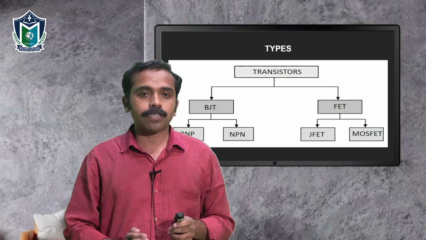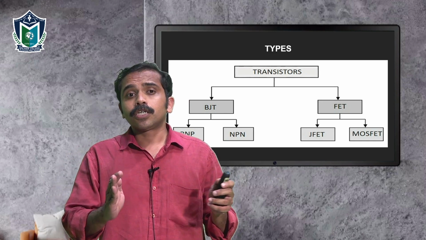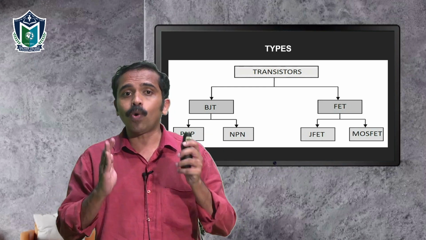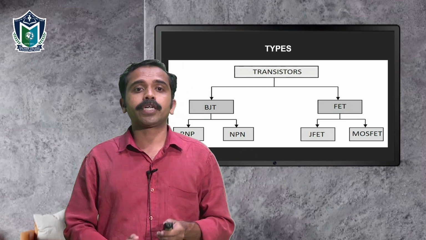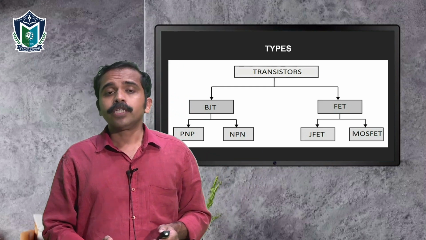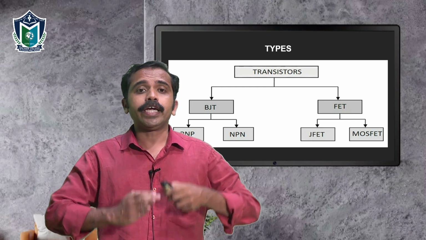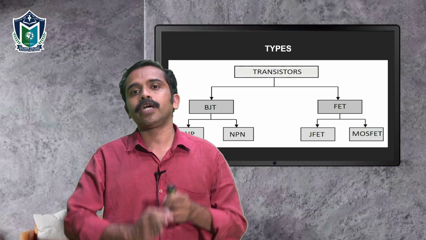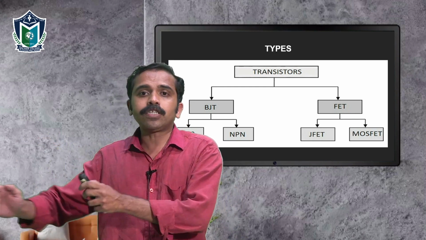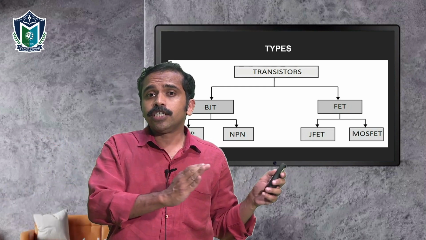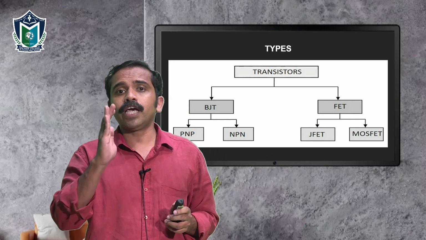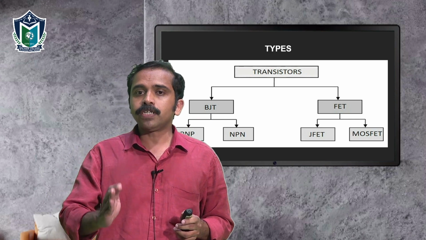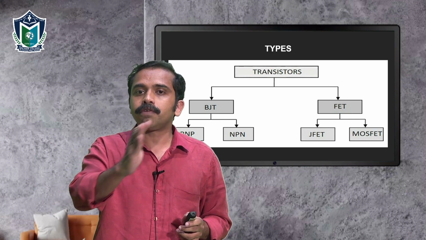In a PNP transistor, there are two positively doped semiconductor parts and one negatively doped semiconductor part. In NPN, there are two negatively doped semiconductor parts and one positively doped semiconductor part. In the case of FET subclassification, there are two types. JFET means junction field effect transistor. MOSFET means metal oxide semiconductor field effect transistor.